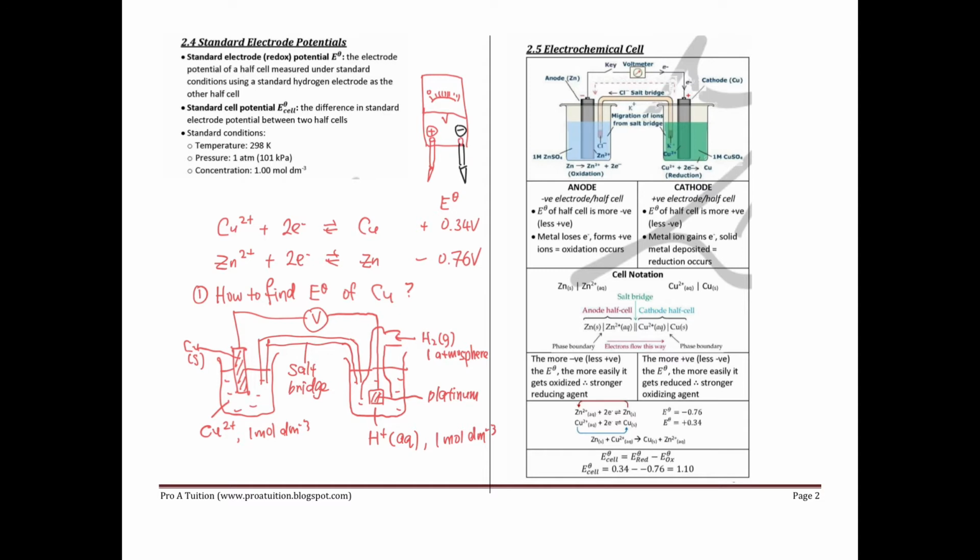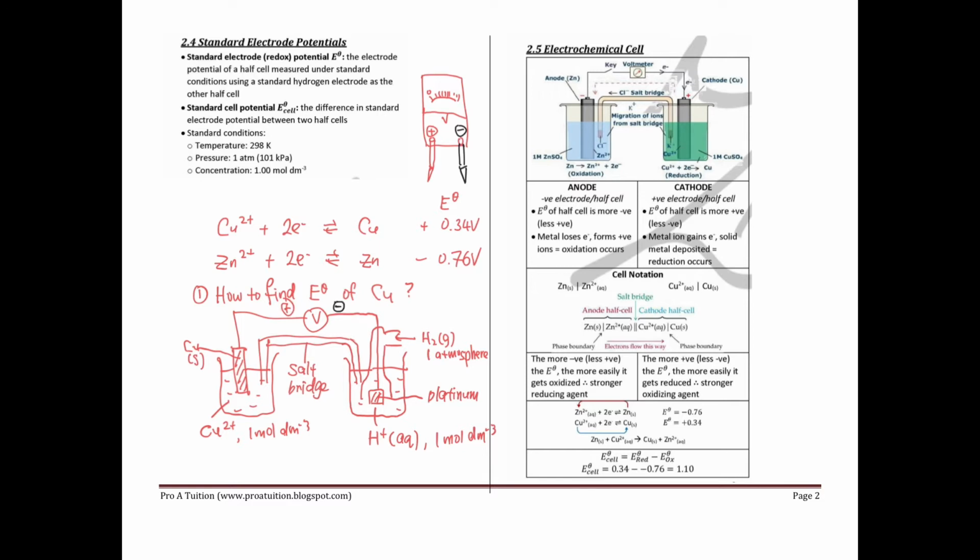I put the standard hydrogen electrode here. I put the copper half cell here. So now how do I connect? I simply connect. Let's say the red terminal I connect to the left, and the black one I connect to the right.